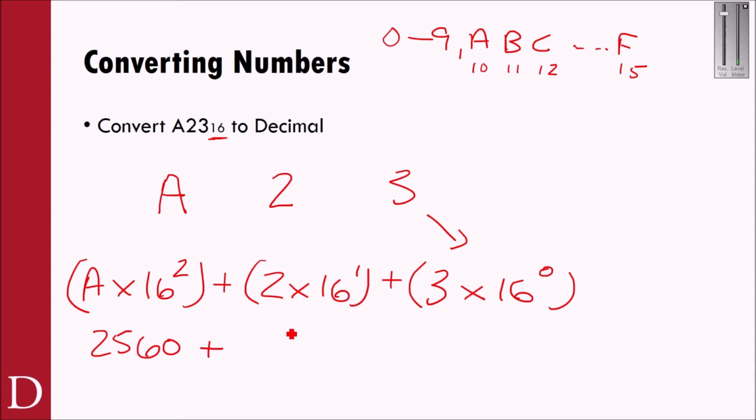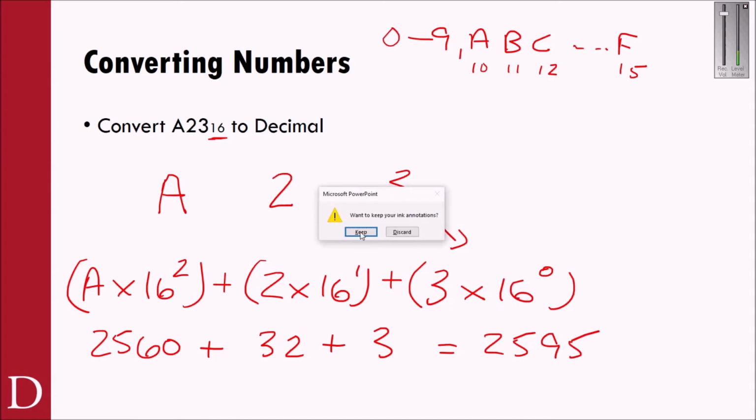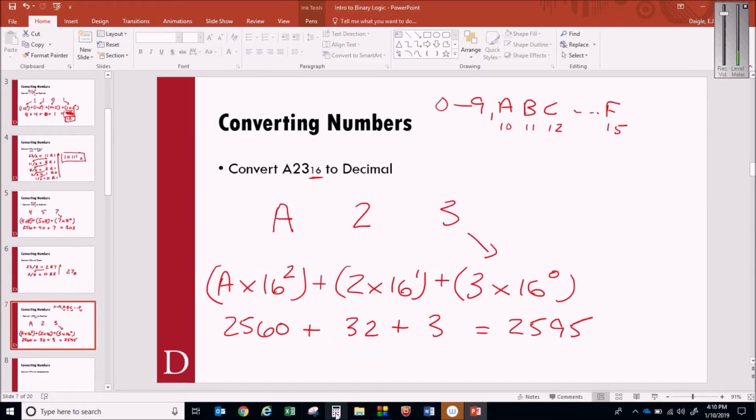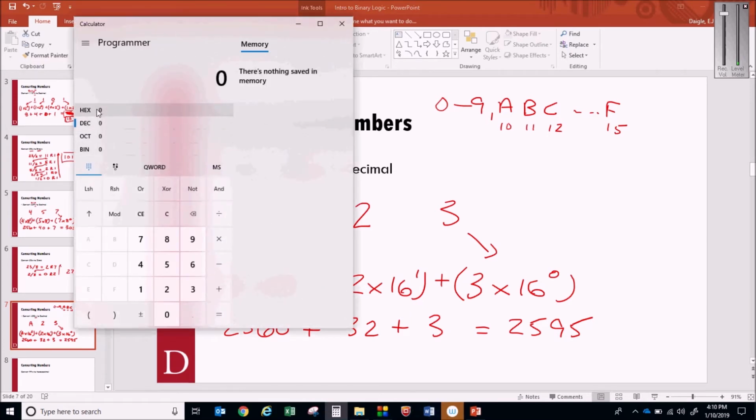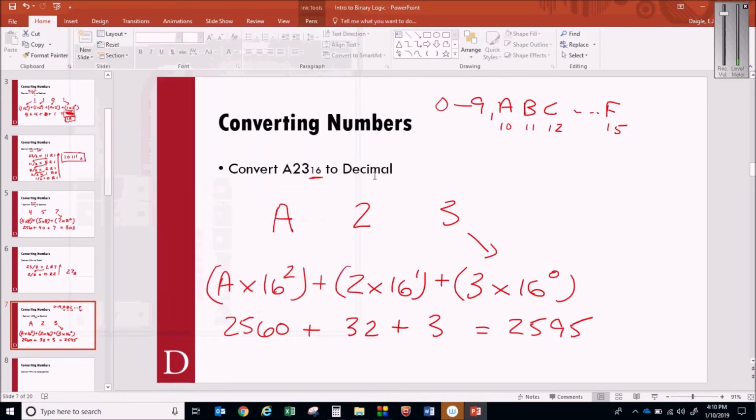16 to the 1 is 16, times 2 is 32. Plus 16 to the 0 is 1, times 3 is 3. And I'm going to get 2,560, which is 2,592, 2,595, I believe. I said I might not use that calculator, but just so I don't screw up the video, I'm going to do a double check on this. I'm going to go to hex, and you'll notice when I clicked on hex, I actually got the A through F over here now too. So A23 is 2,595 in decimal. So that worked out pretty nice.